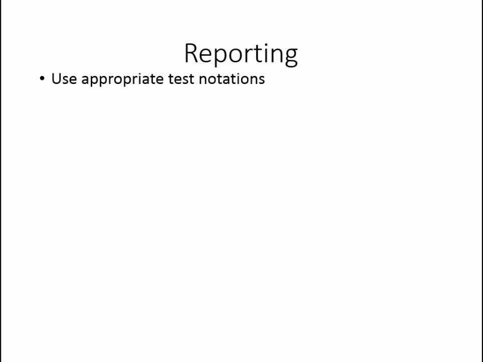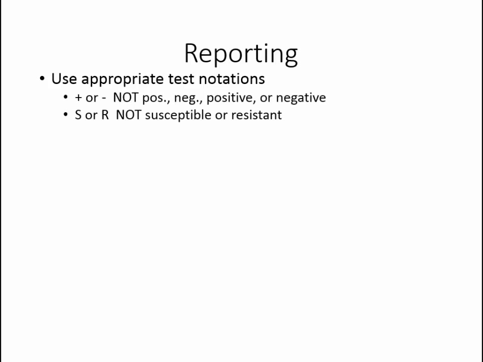When you are reporting, make sure you use the proper test notations. You use pluses or minuses, not pos, neg, positive or negative. You use a capital S or a capital R. You do not write out susceptible or resistant. Microscopic observations should be reported as GPC or GNB.